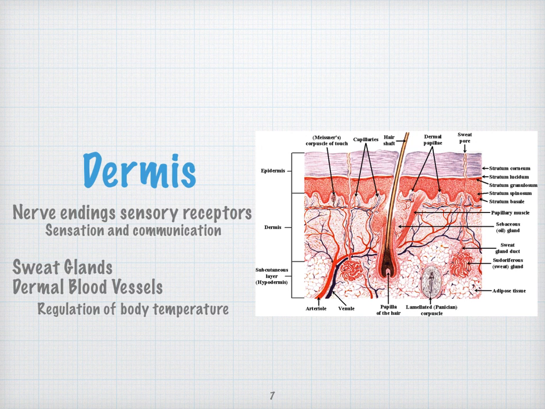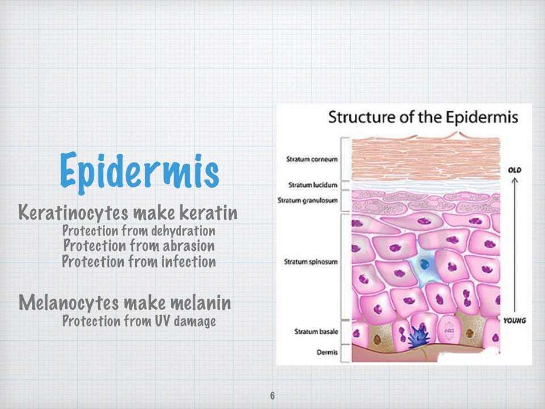On the other hand, when we're cold, just the opposite can happen. The sweat glands become less active, and the dermal blood vessels are more likely to be closed, and so less heat gets lost through the skin.